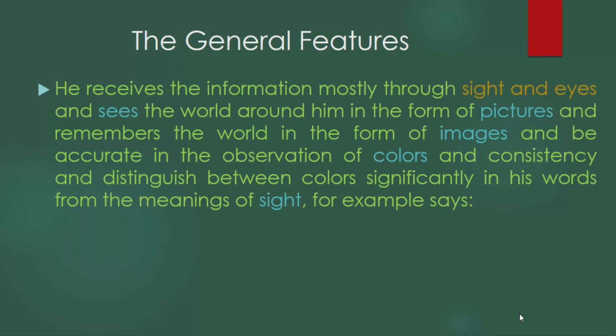He or she, of course, receives information mostly through sight and eyes, sees the world around him in the form of pictures, and remembers the world in the form of images. He is very accurate in the observation of colors and consistency, and distinguishes between colors significantly.